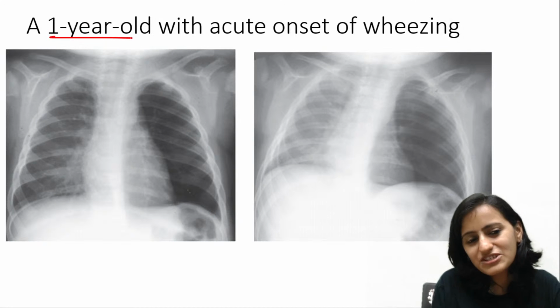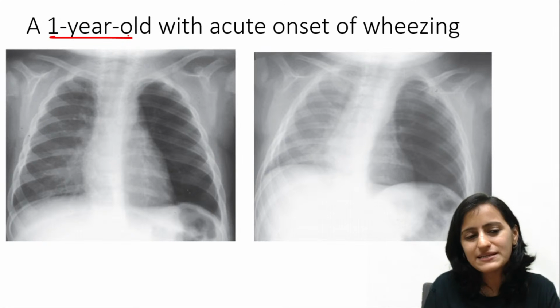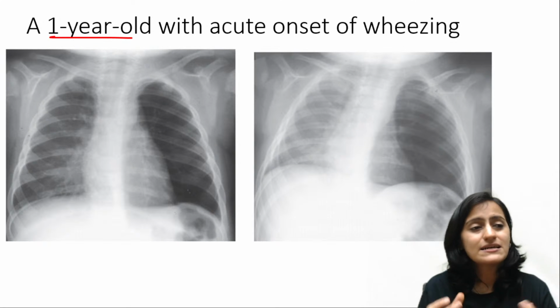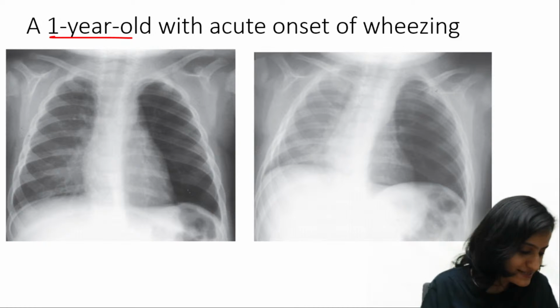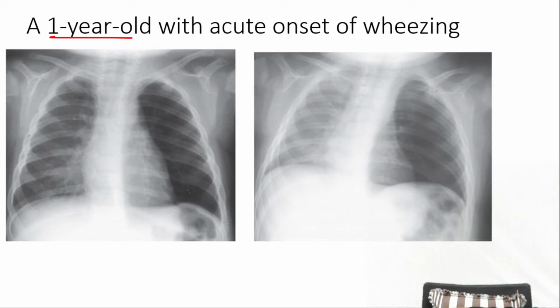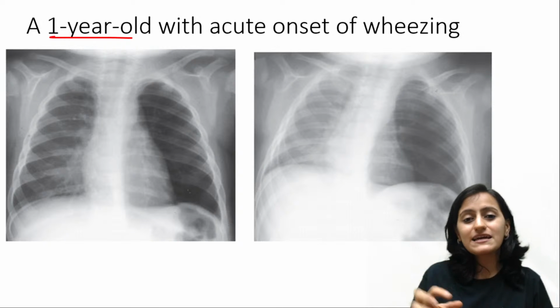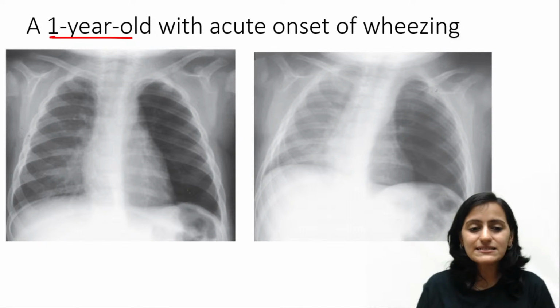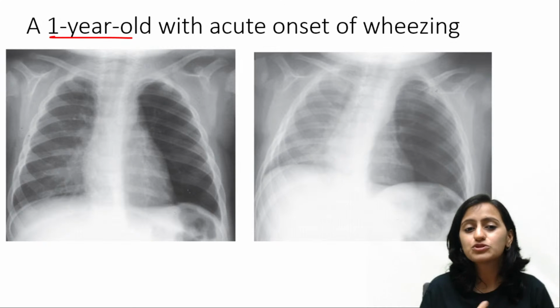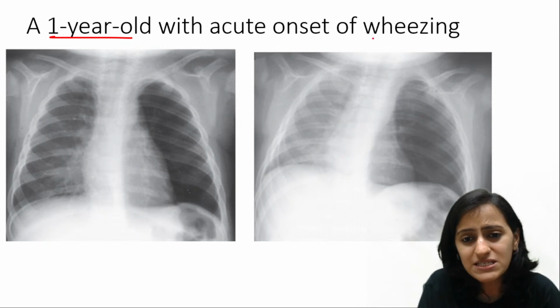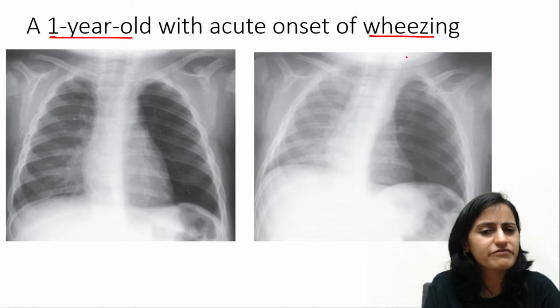Now, whenever in a child you have acute wheezing, acute breathlessness, and they give you a history that the child was playing with the siblings, with the friends, and suddenly the child developed breathlessness, think of aspiration. So that is your foreign body aspiration, which leads to acute onset of wheezing.